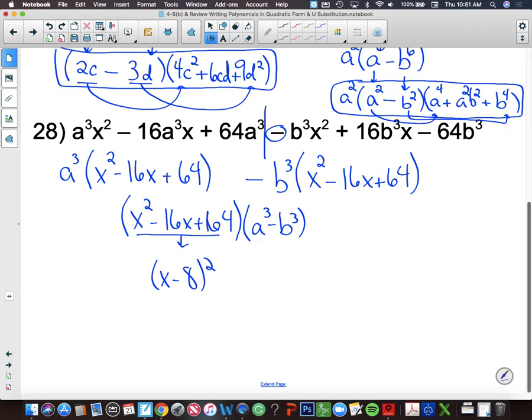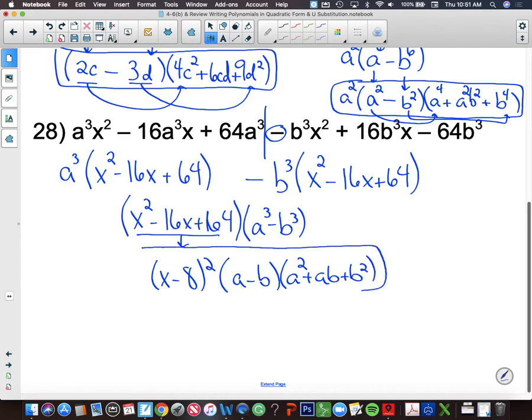Or you can say, what times itself twice gives me 64? Or what two factors give me 64 and add to 16? That's 8 and 8. Okay? And then the a cubed minus b cubed will be a minus b, a squared plus ab plus b squared. That's just using the cubes pattern that we did twice up above. Now you're done. Okay, so this is more difficult factoring.